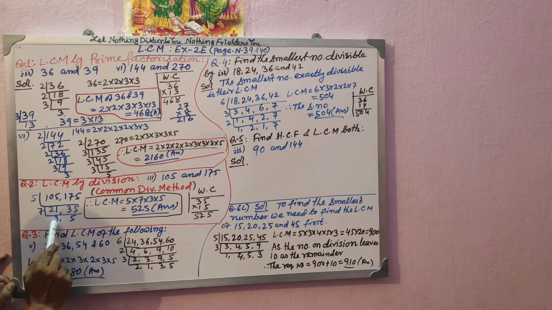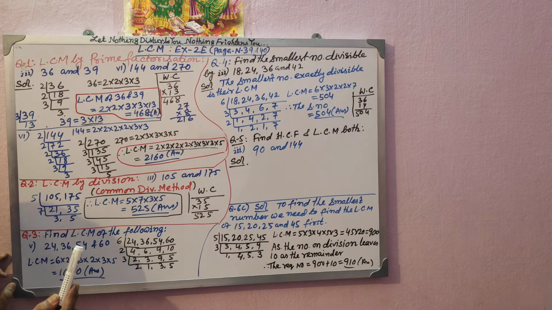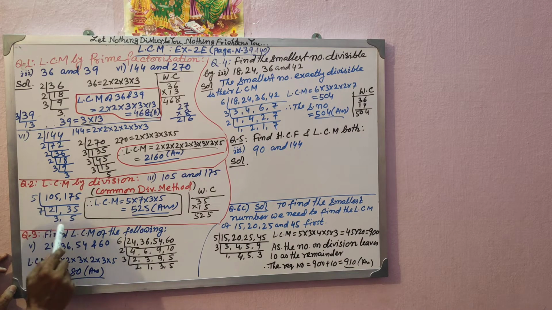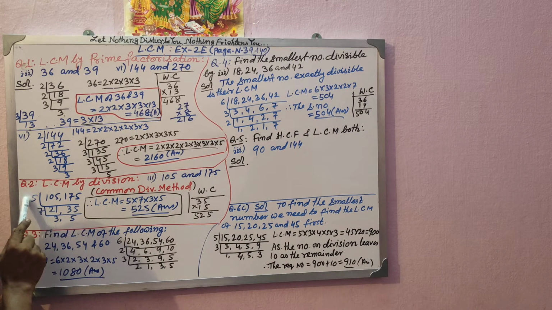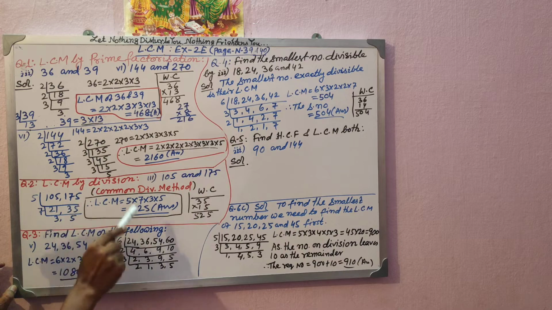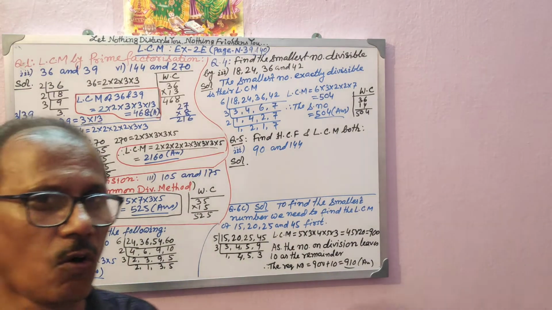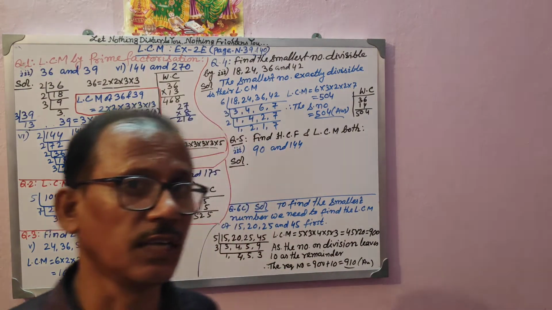Last prime numbers came. If even one of the numbers between the two becomes prime, you also stop the division. Two prime numbers came, so obviously you will stop it. So the product of all these numbers will be the LCM. 5 into 7 into 3 into 5. This is the common division method, meaning picking all the numbers and dividing the way you did for the HCF.